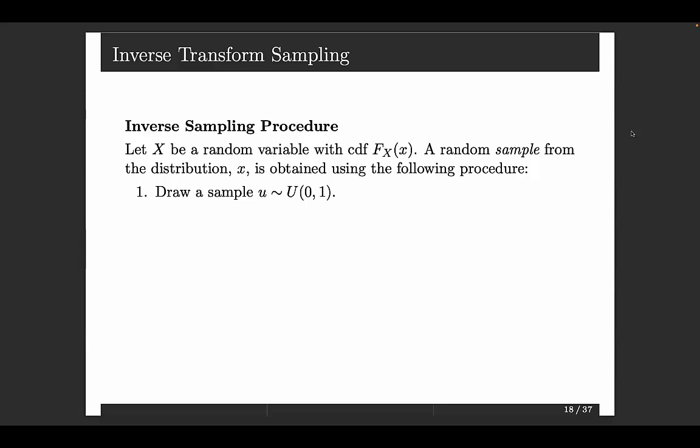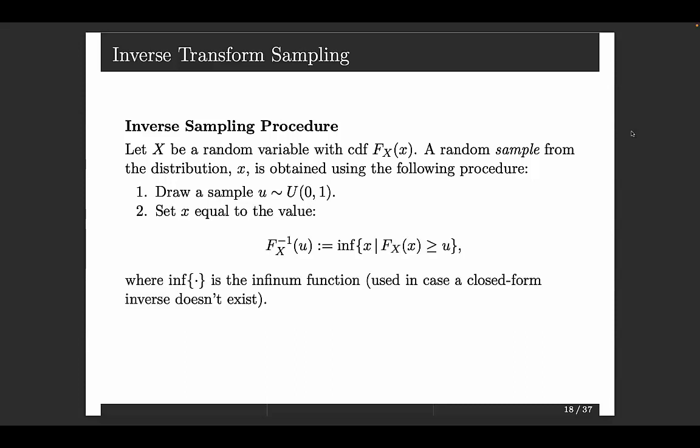So first of all, we draw a sample from the unit uniform distribution, lowercase u. That, remember, has a value between 0 and 1. We then set x equal to the value of F of x inverse evaluated at u. In the case where we don't know analytically what the inverse is, we can also use the infimum function.